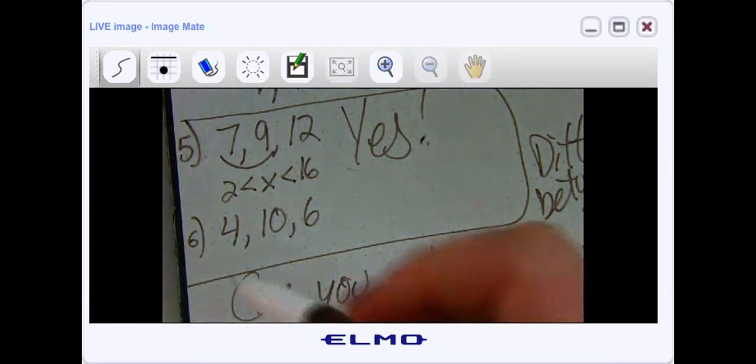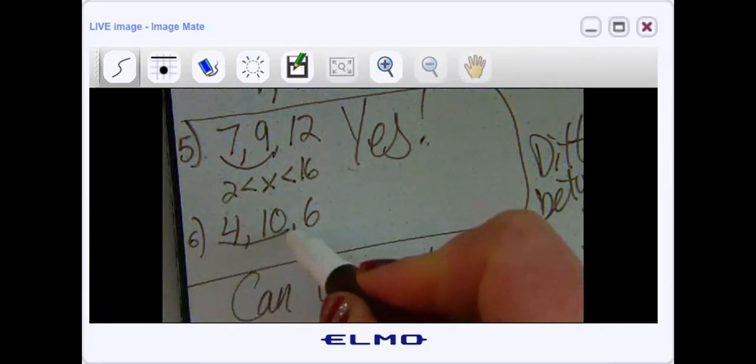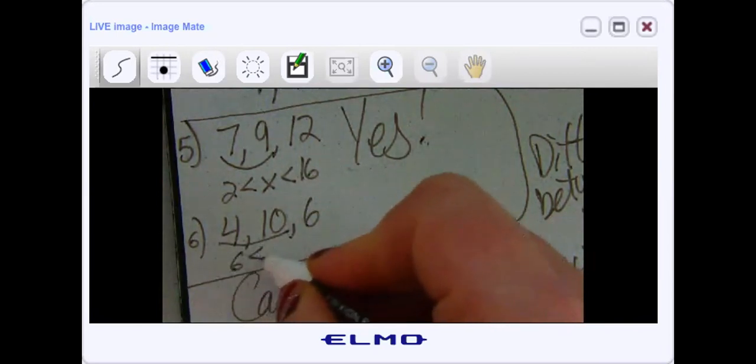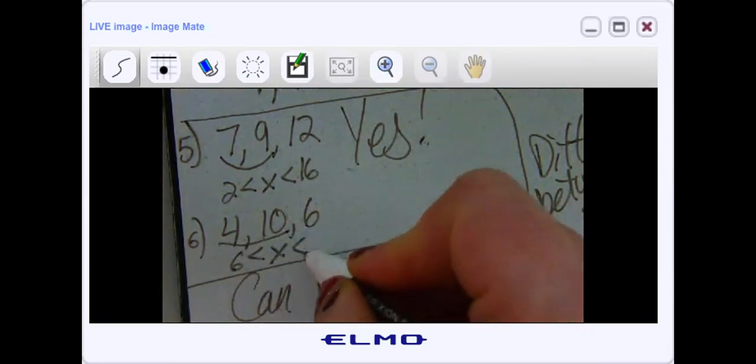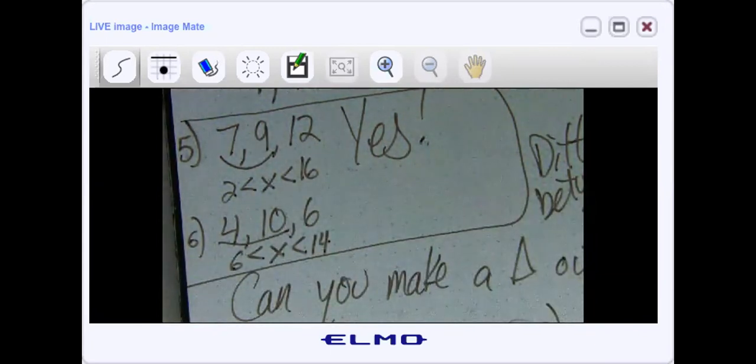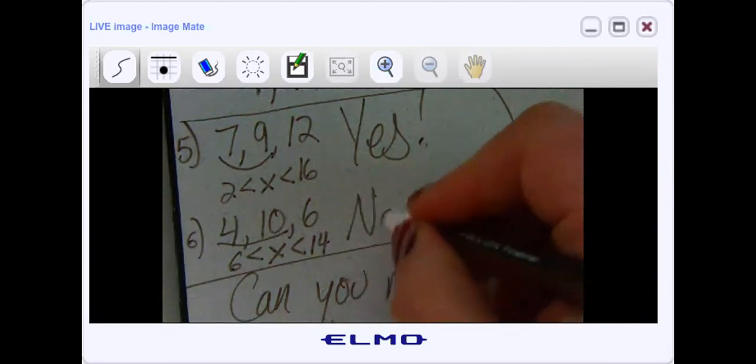And here's why. Take your first two numbers, 4 and 10. The difference is 6. So I need a number bigger than 6 and less than 14. So 6 is not bigger than 6. So that's why it doesn't work. It's got to be in between the two. Okay, so it's got to be bigger than 6, but less than 14. So this one's actually not going to work.